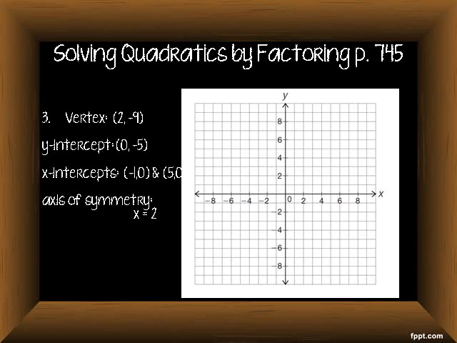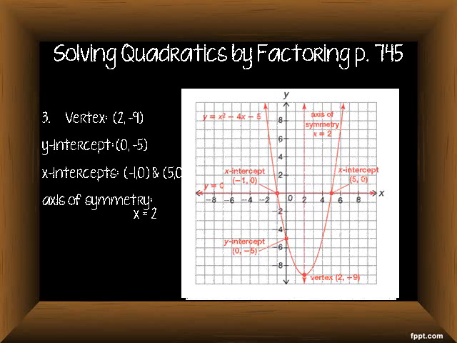You probably found that your vertex is 2, -9, your y-intercept is 0, -5, because as you recall, your y-intercept is your c value in your original standard form equation. Your x-intercepts are -1, 0, and 5, 0. That's just what we found when we found our solutions just a moment ago. And your axis of symmetry is x equals 2. And there it is.